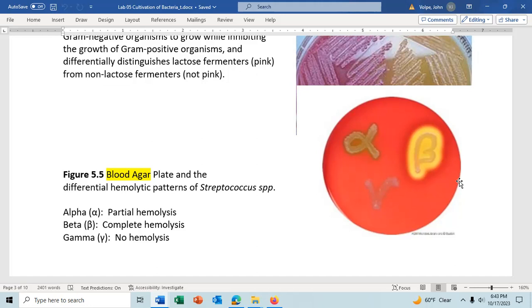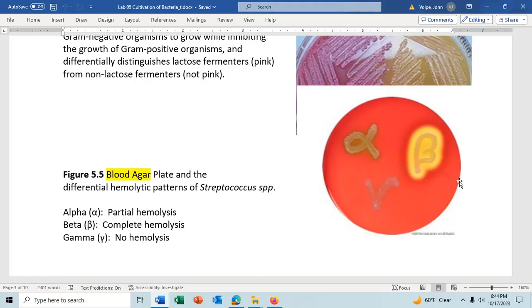Trying to remember another organism that grows on blood agar. It won't grow on a general purpose media. And for the life of me, I'm not remembering another one, but that's certainly one.